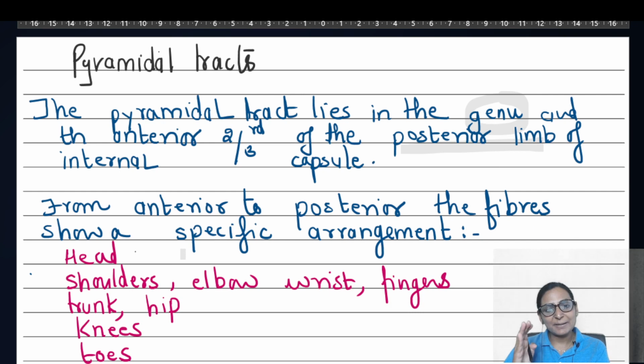There is a very, very specific arrangement of the fibers in every part of the brain. This will be very important when clinically you see that if the anterior part is involved, what fibers will be affected, and so on. So from anterior to posterior, the fibers in the internal capsule show a very specific arrangement. That is anteriorly head, followed by shoulders, elbow, wrist, fingers, trunk, hip, knees. That means most posteriorly are the toes. So the most anterior is the head and the most posterior are the toes.